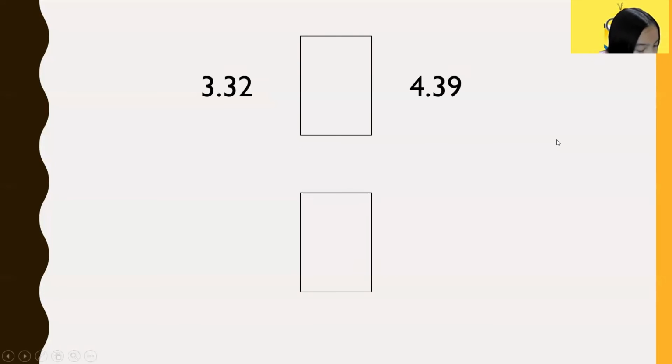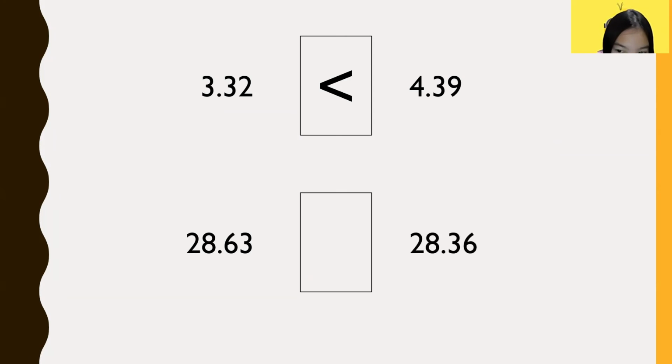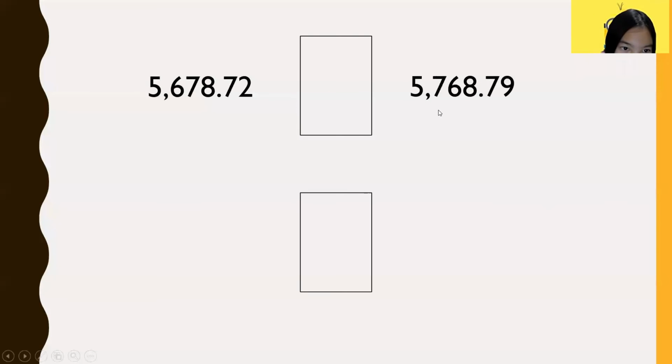Let's compare. 3.32 and 4.39. Greater than or lesser than? Lesser than. Okay, lesser than. How about this number? 28.63 and 28.36. Greater than. Very good. Next, 5,678.72 and 5,768.79. Greater than or lesser than? Lesser than. Okay, very good. It's lesser than.